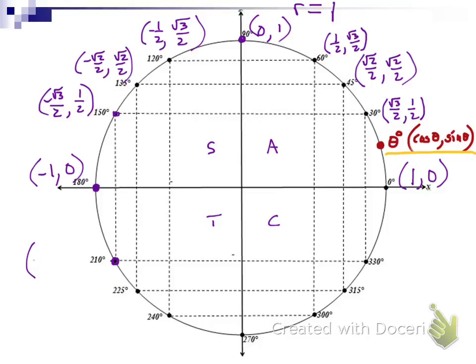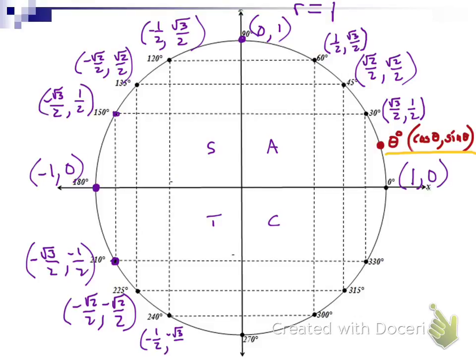I need to slow down. And if you literally came in here and drew the 30, 60, 90 triangle and labeled the sides correctly with left and down being negative, you would see this. The 225 is negative square root of 2 over 2 for x. Negative square root of 2 over 2 for y. And then 240 is negative 1/2 for x, negative square root of 3 over 2 for y. That's the cosine and sine of that angle.